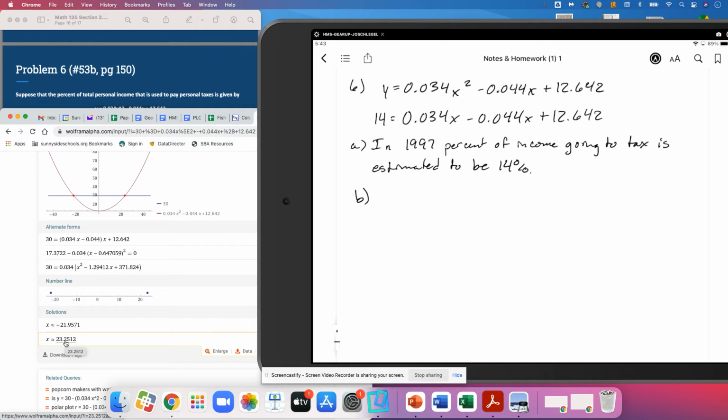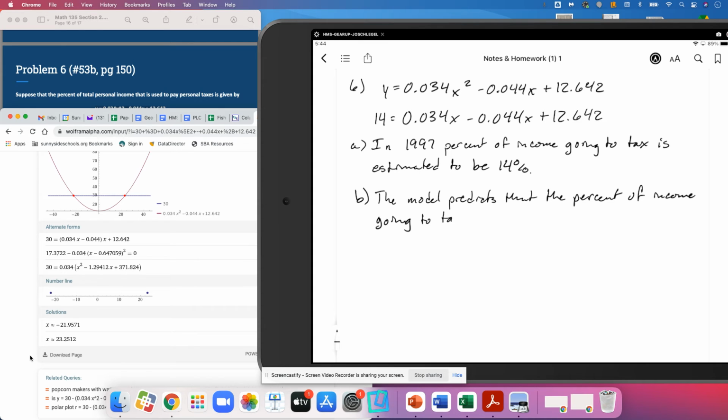Or we get 23.2, which, let's see, this model predicts, so the model predicts that the percent of income going to taxes will be 23% in 2020.